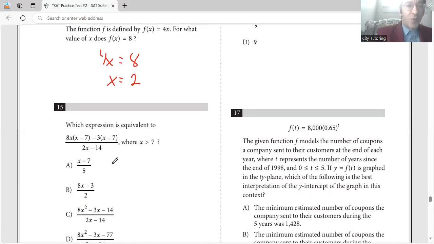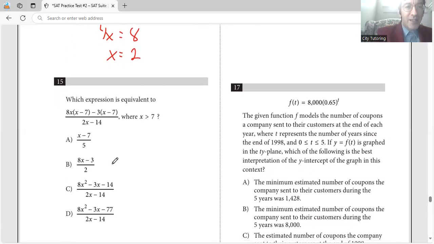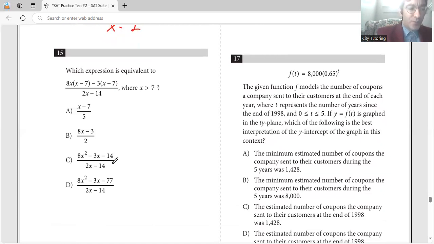Number 15, which expression is equivalent to... Okay, so they gave you some kind of rational polynomial here. They're saying x is greater than 7. Well, that makes sense, right? Because if x were 7, you'd have 0 in the denominator, so that would be undefined. That's illegal. All right, so whenever I see parentheses like this, I know they're looking for some kind of factorization.